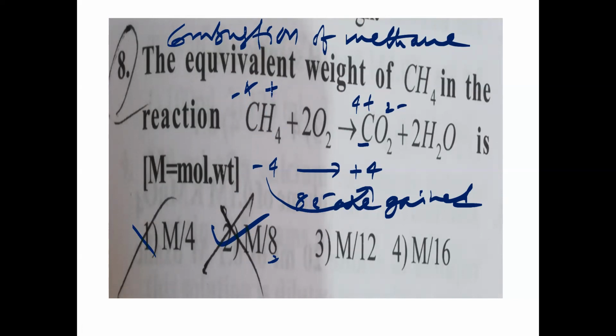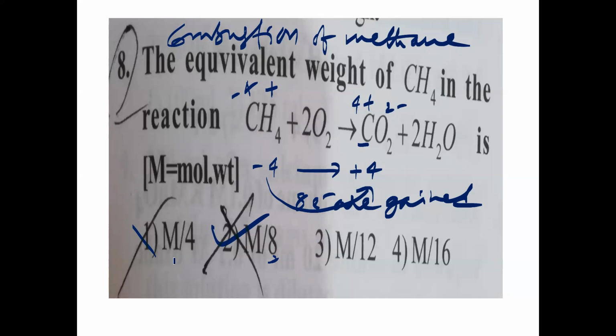Hydrogen each one plus 1. Plus 1 into 4, plus 4. Then carbon minus 4 should be there. But here in CO2, what happened? Carbon has got plus 4. That means carbon has changed from minus 4 to plus 4. If you take minus 4 to plus 4, how many electrons gained? 8 electrons gained totally. The number of electrons gained by one molecule of methane is 8. Therefore, we take n factor as 8. When n factor is 8, we take gram molecular weight by n factor 8.